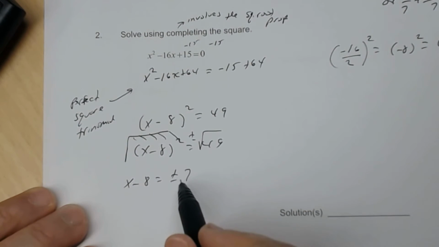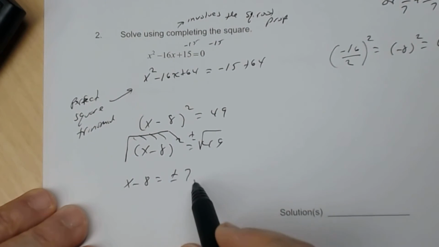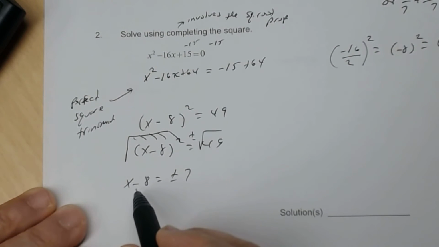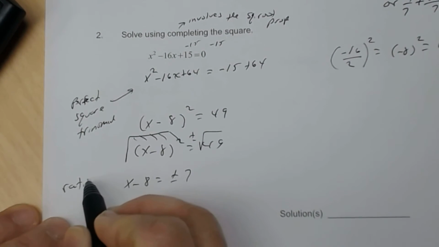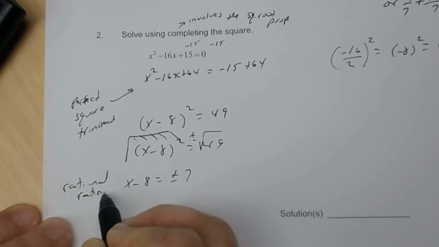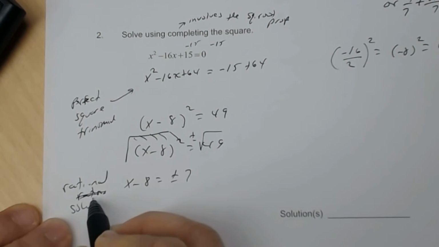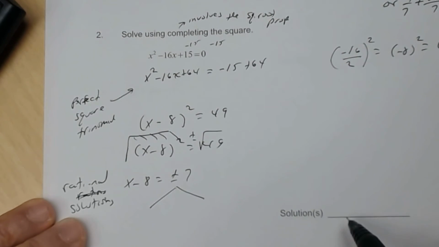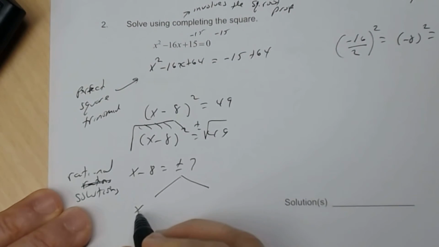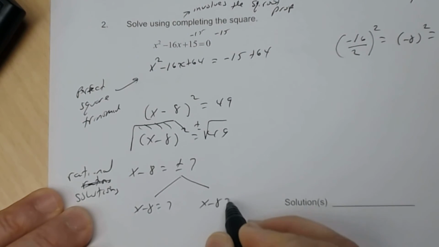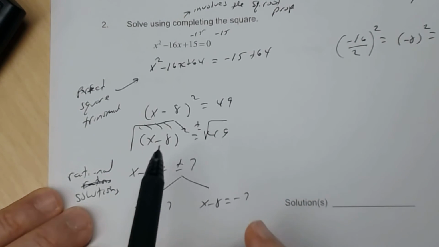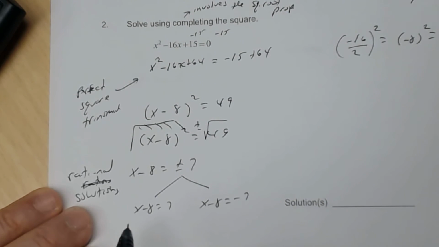Now notice in this case, I no longer have a radical in this part of the problem. So 7 and negative 7 are rational numbers. So I'm going to end up with rational solutions. When you end up with rational solutions, that's where you're going to split them apart, and you can actually tell me what those rational solutions are. So you can say x minus 8 equals 7, and x minus 8 equals negative 7. Notice I went from this quadratic equation to two linear equations.